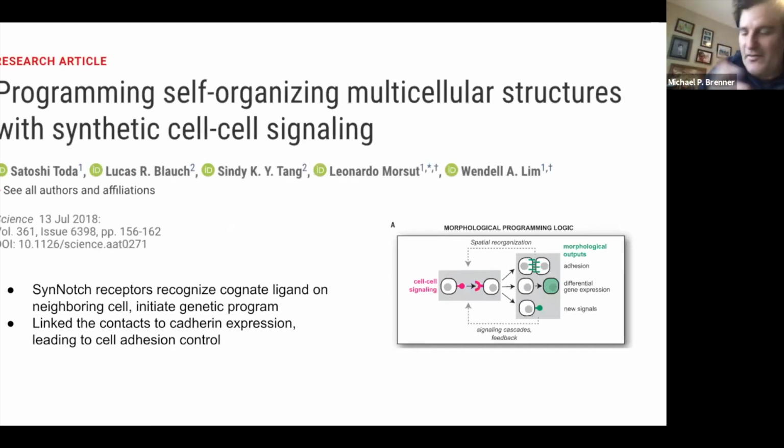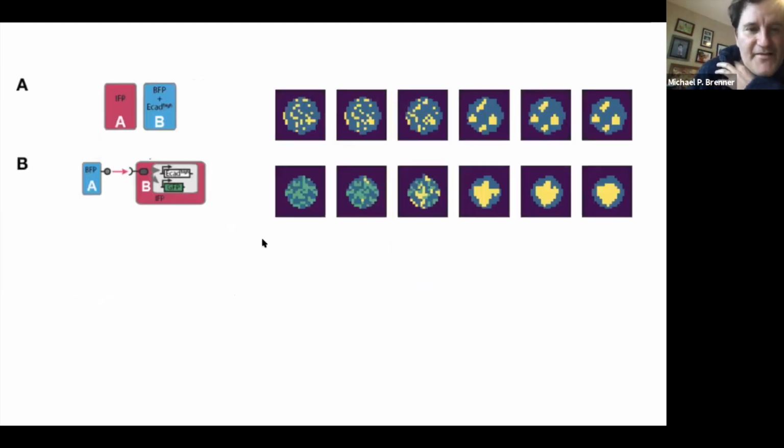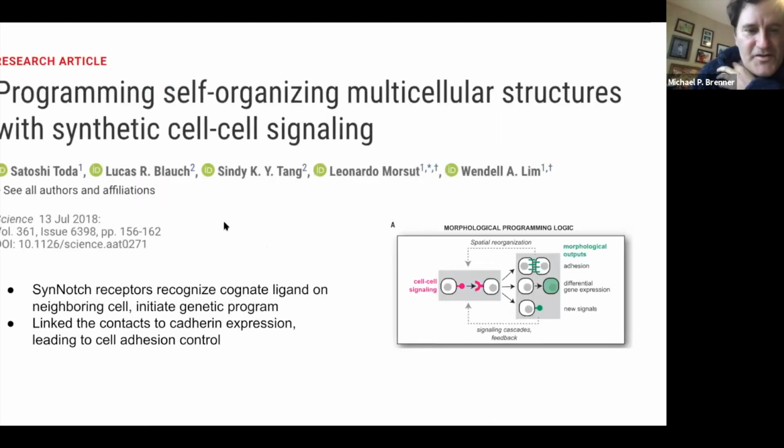So finally, the last experiment that I want to tell you about is we've been working with Wendell and his group on this system that I told you about before with the Synapse pathway. This is really work that was done by Mor Nizan, who was a postdoc at Harvard who just moved to Israel, where she started a faculty position.